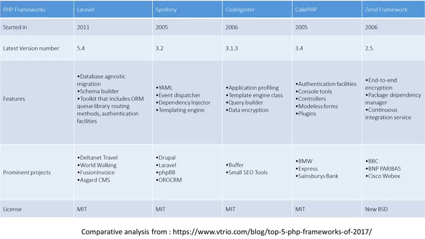This is the comparative analysis of all the frameworks. When was it launched? What functionalities do they have? So, Laravel, as I told you already, is a recent entry. All others are between 5 and 6 years old: Symfony, Codeigniter, Cake or Zend. The latest version number of Laravel, even though it is the recent entry, is 5.4. Symfony, Codeigniter, Cake PHP and Zend are in the 3 or 2 series.